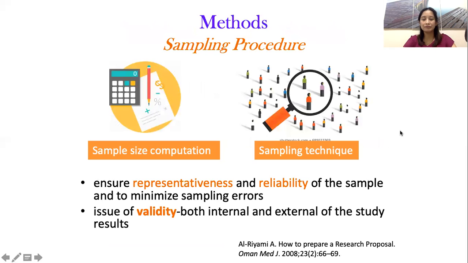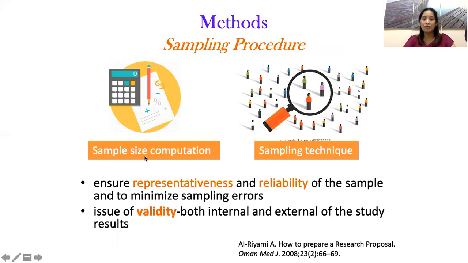Okay. Next is your sampling procedure. The sampling procedure should include both the sample size computation and the sampling technique. The sample size computation is usually skipped by trainees, and that's usually the first thing I look for when I review papers by trainees, because your sample size computation and your sampling technique ensure representativeness and reliability of the sample and minimize sampling errors.